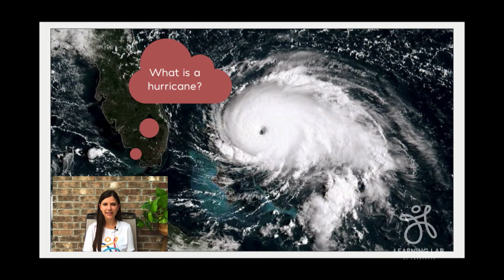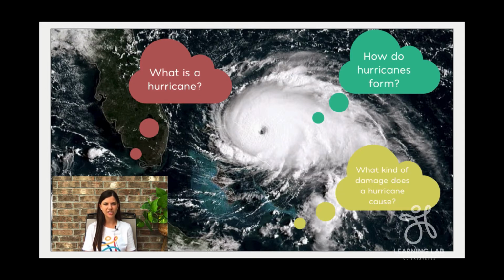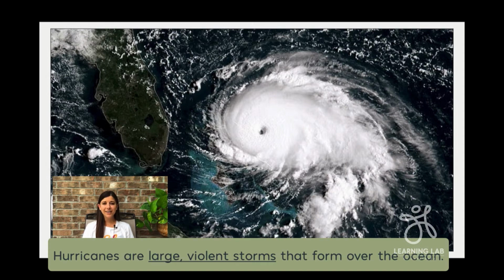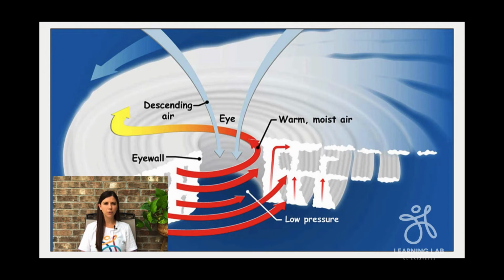what exactly is a hurricane? How do hurricanes form? What kinds of damage does a hurricane do? Hurricanes are large, violent storms that form over the ocean. Warm, moist air above the ocean water rises. This causes a low pressure to form beneath the warm air. This new air from the low pressure becomes warm and moist from the ocean water, which causes it to rise again.